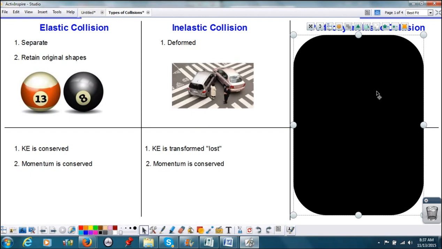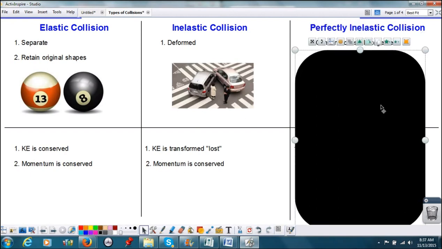The third type of collision is the perfectly inelastic collision. In this type of collision, the objects are going to combine or stick together after the collision. So for example, if you are shooting a bow and arrow into a target, the arrow will be stuck in the target afterwards. They're like one object after the collision. Another example would be if a football player catches a football. They're going to be one object after the collision, immediately following.